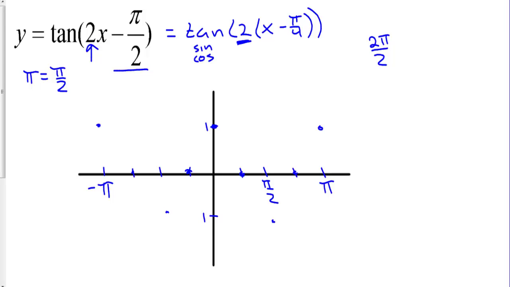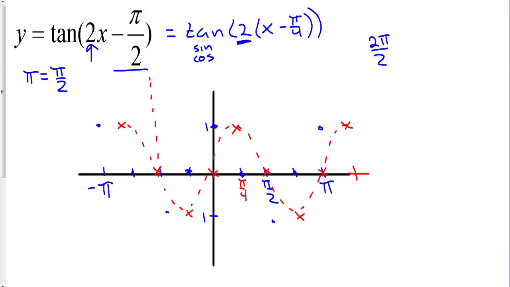But now all of these have to be pushed to the right pi over 4. Well, one space is pi over 4. So we need one space over here. And we're going to move all of these to the right one space. So this is cosine. And now we just have to turn everything into tangent.